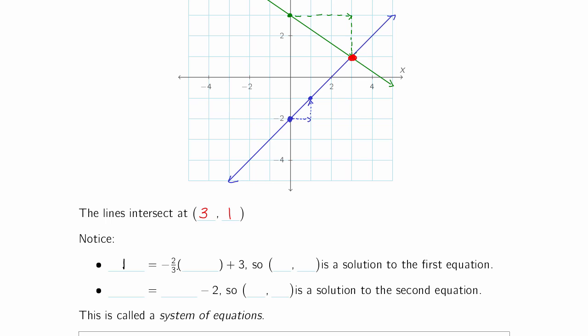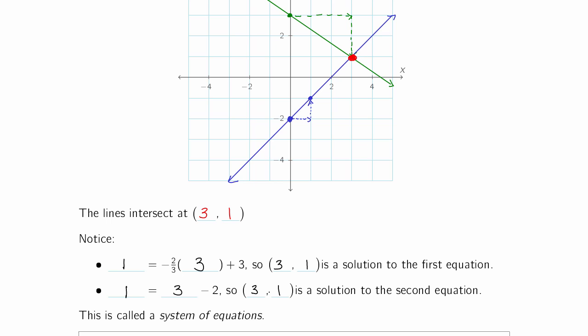It is true that 1 is equal to negative 2/3 times 3 plus 3. Negative 2/3 times 3 is negative 2, plus 3 is 1. So that pair (3, 1) is a solution to the first equation. It's also true that 1 is equal to 3 minus 2. So that pair (3, 1) is also a solution to the second equation.